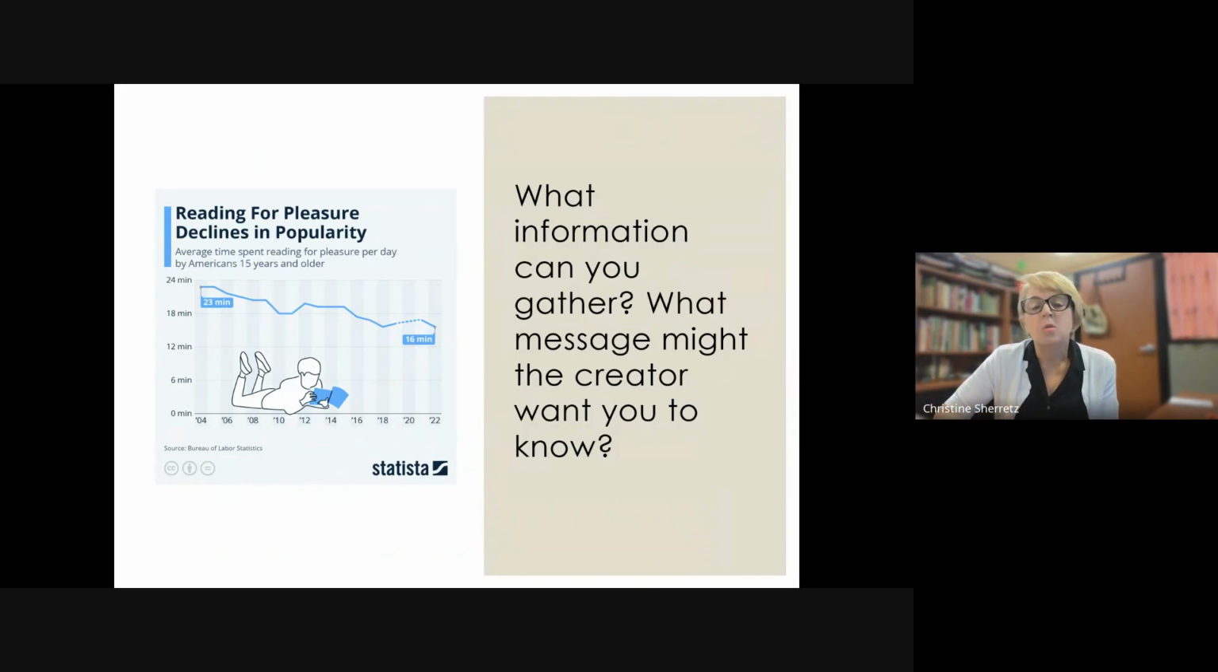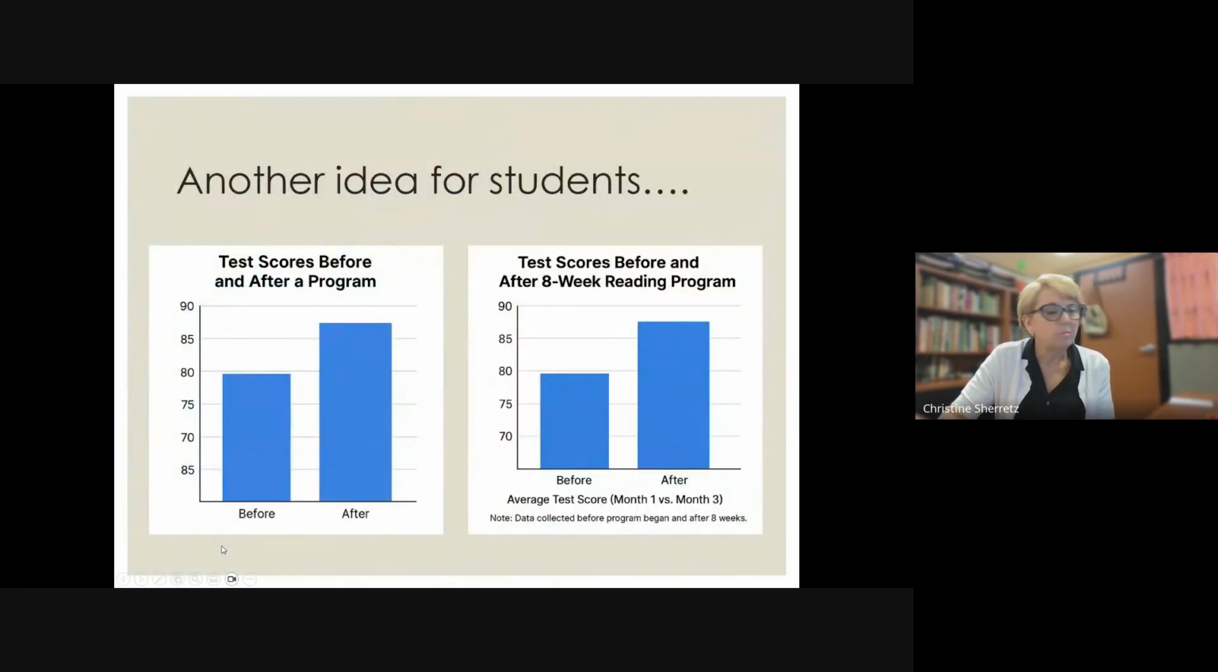The question that you could ask your students is, what is the information that's trying to be gathered? What's the message the creator wants you to know? What are they trying to explain to you? We can see they're trying to illustrate that reading does go down as a student gets older. And there are good illustrations. You have someone laying on the ground reading a book that shows you what that illustration is about.